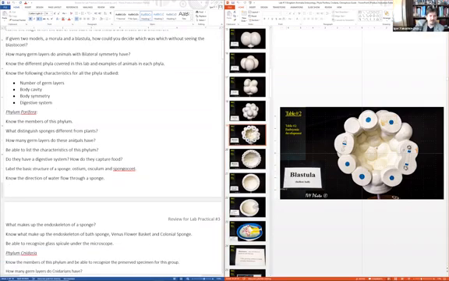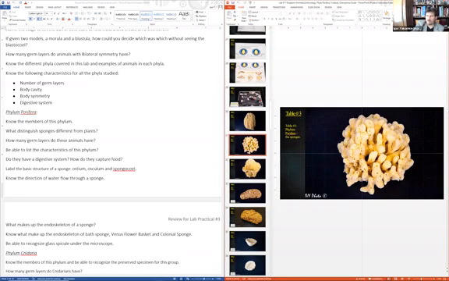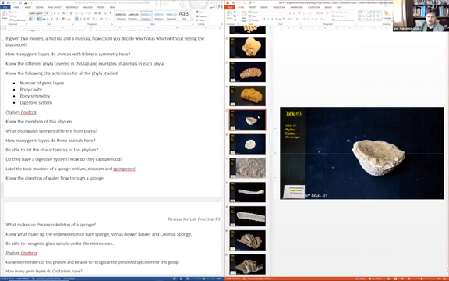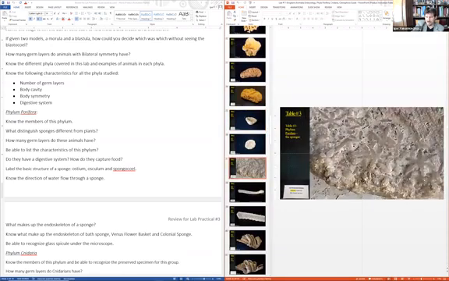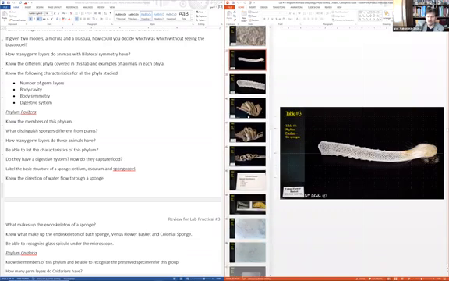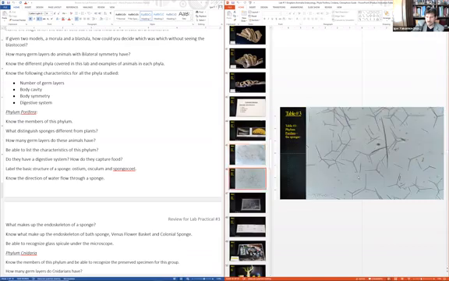So phylum Porifera, know the members of the Porifera. We're talking about the bath sponge, the, not coral, the calcareous sponge. Know these particular structures, like 6-ray stars, known as spicules. This is a glass sponge. This is a colonial sponge. Here are the glass sponge spicules under the microscope. Quite nice, like a Mercedes, with 3-ray stars.